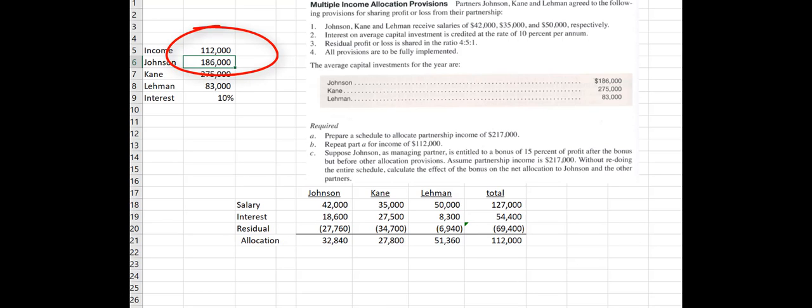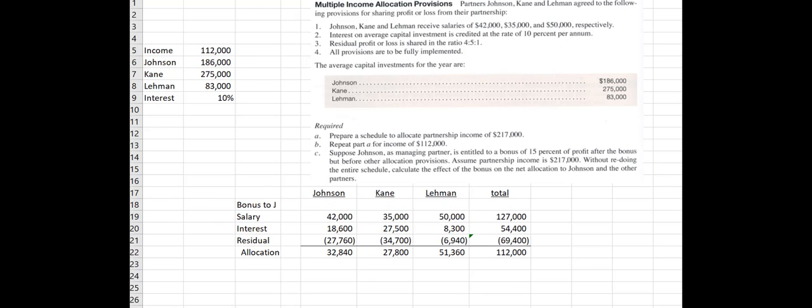And look what that did. It made the residual a negative 69,400, right? We still allocate the salaries in full. We still do the interest in full, because that's what step four said. Provisions are fully implemented. But because that goes over the partnership income, it turned the partnership income into a negative 69,400 residual. And we allocate that residual, that residue, that leftover among the partners, exactly how they told us to in step three.